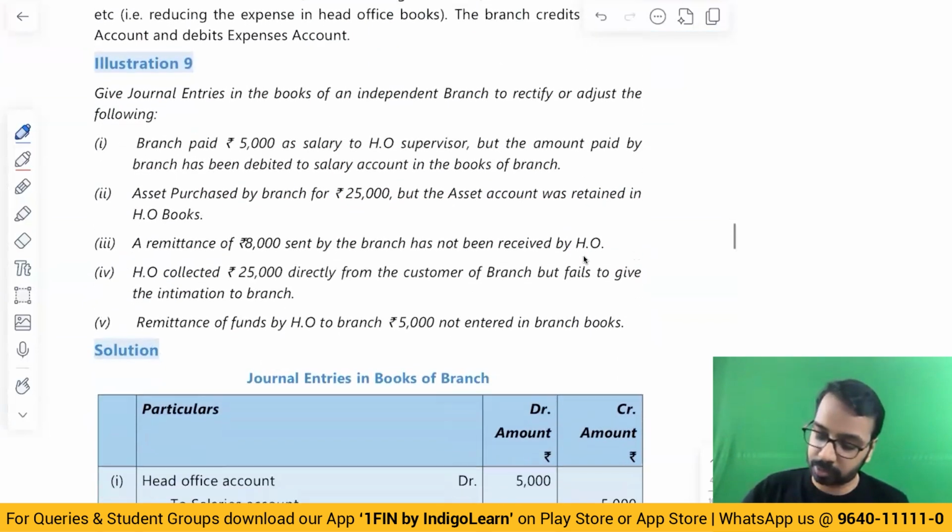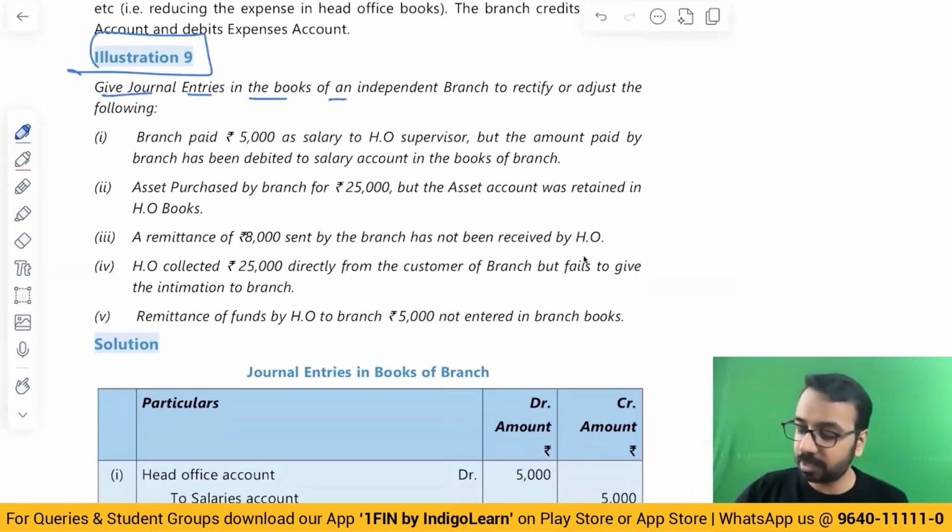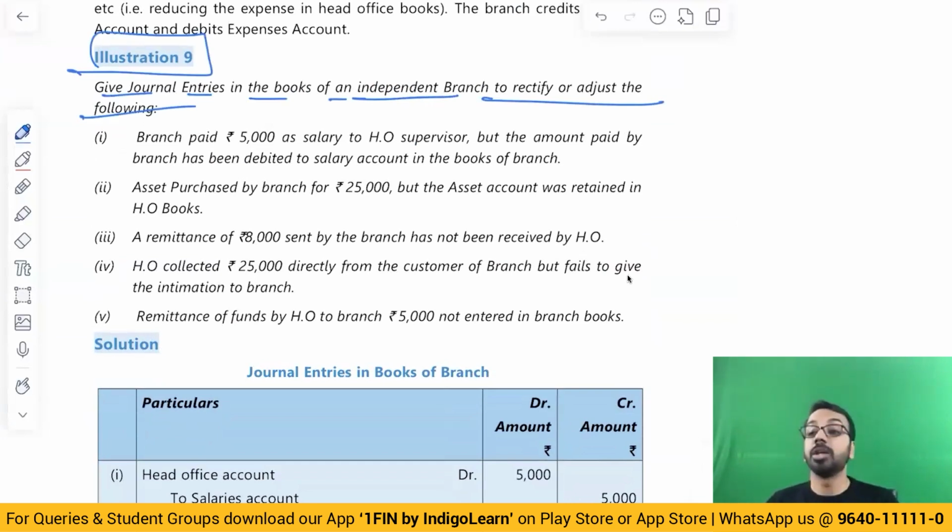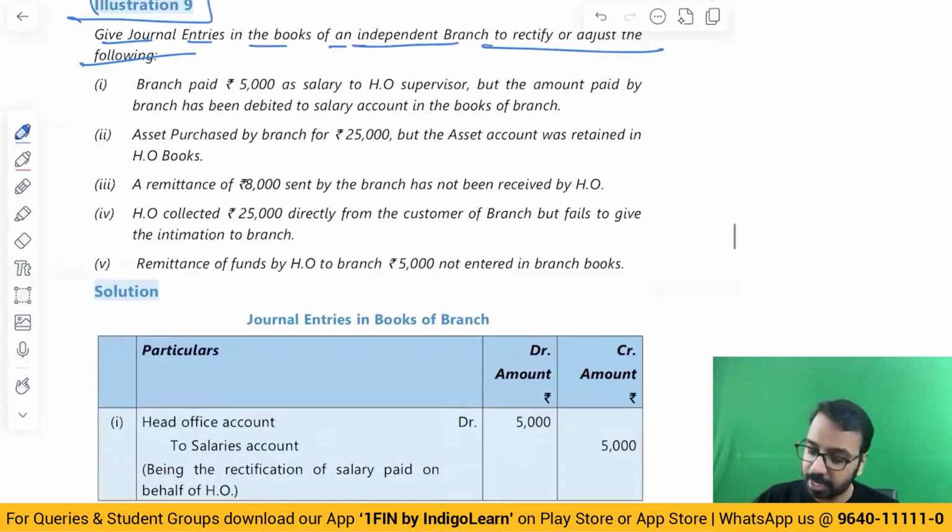Okay, so let us see this. Give journal entries in the books of an independent branch to rectify or adjust the following. So basically, you have to pass the necessary journal entries to rectify. Rectify means we are passing the entry in the books, or we are adjusting the entry.